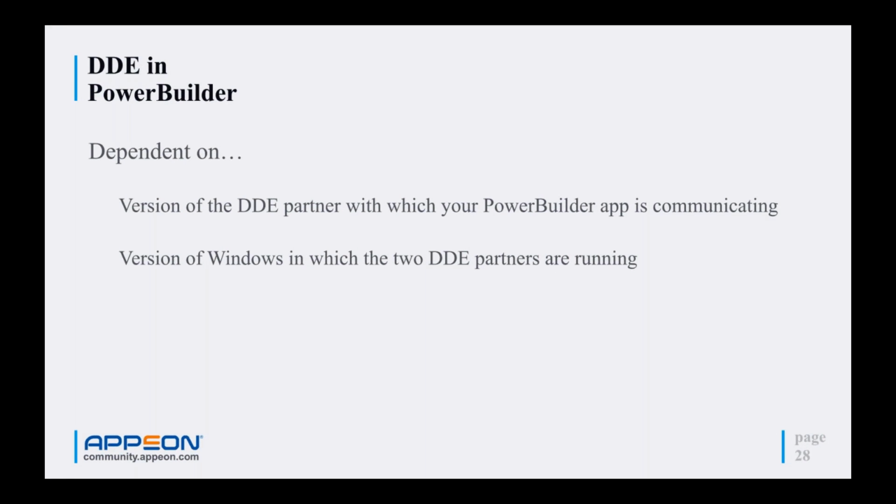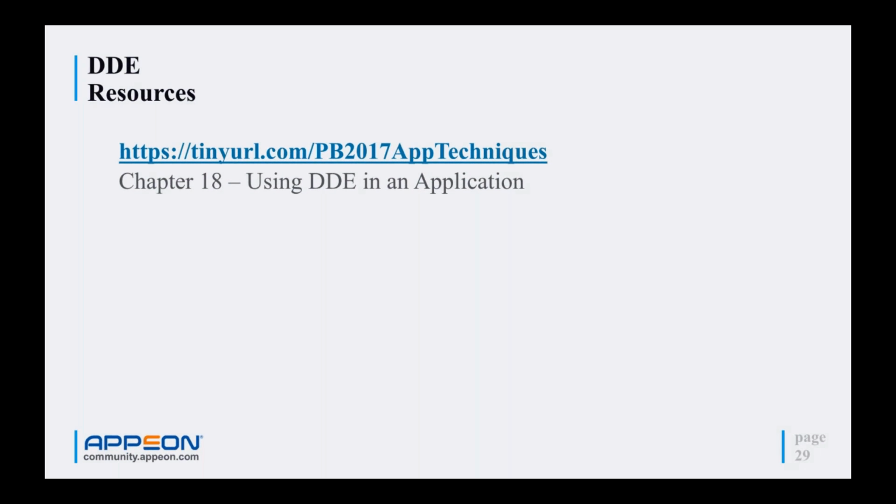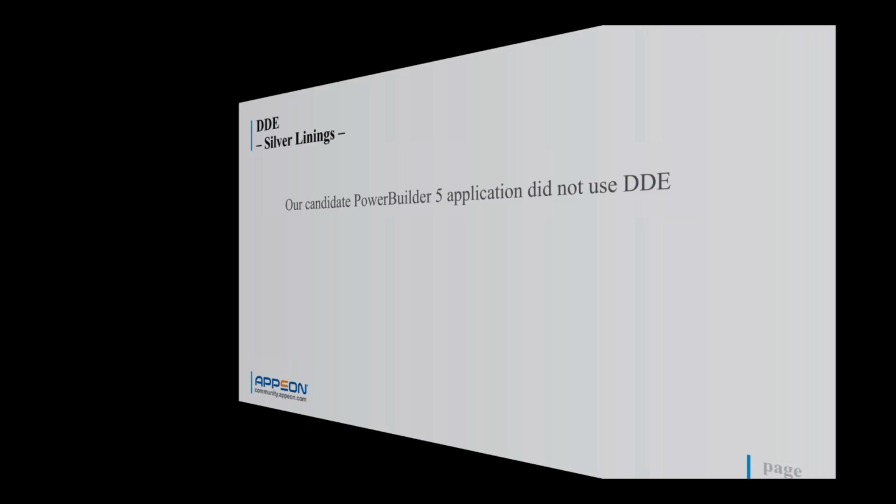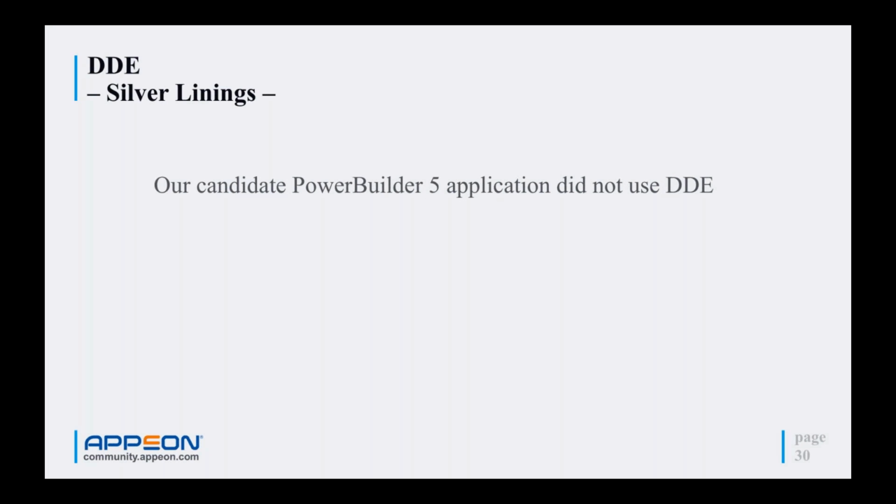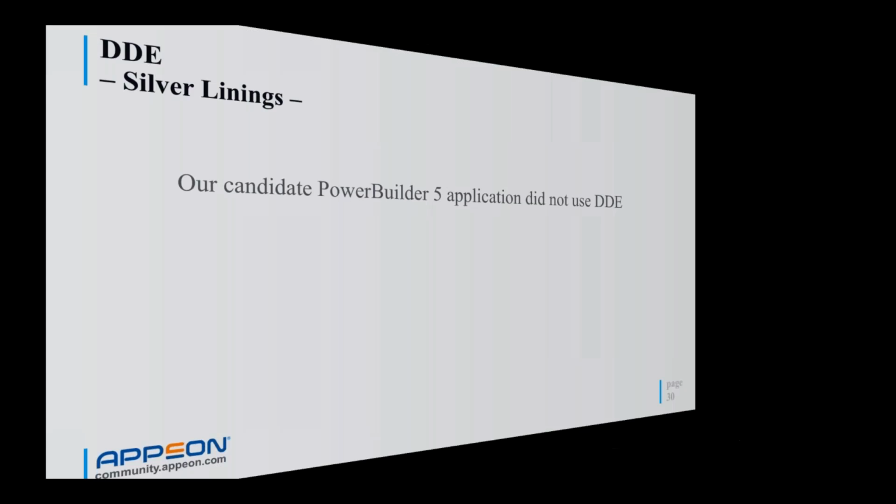Issues surrounding the migration of dynamic data exchange are primarily concerned with the version of the DDE partner with which your PowerBuilder app is communicating, and the version of Windows in which the two DDE partners are running. And here's a link to the documentation for DDE utilization. Luckily, silver lining, our candidate PowerBuilder 5 application did not use DDE.